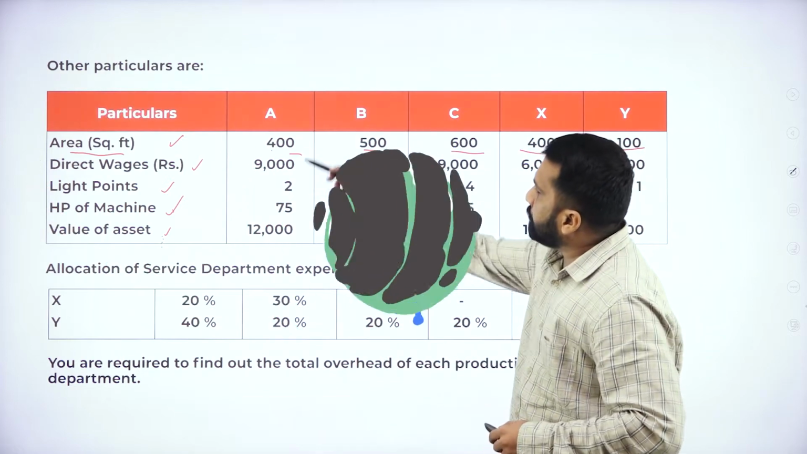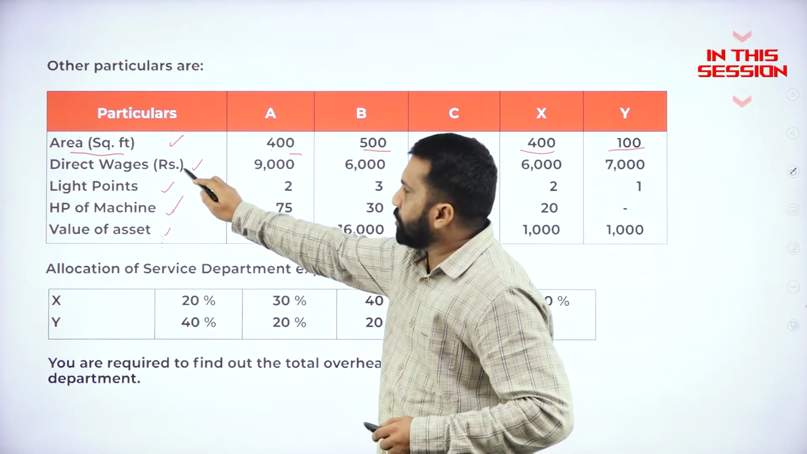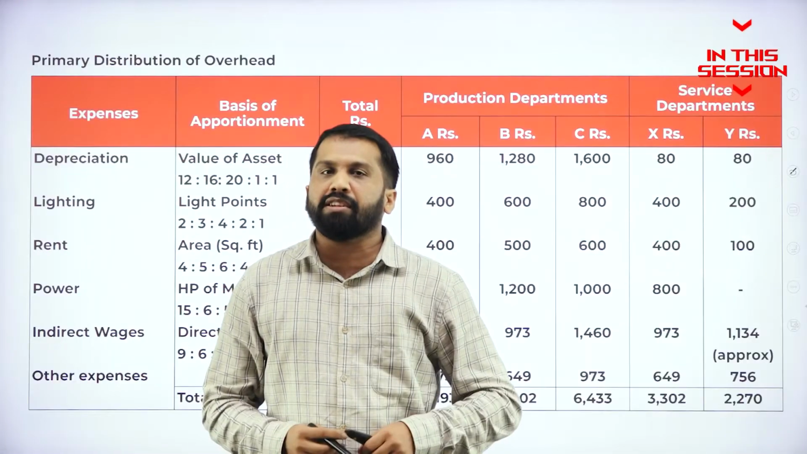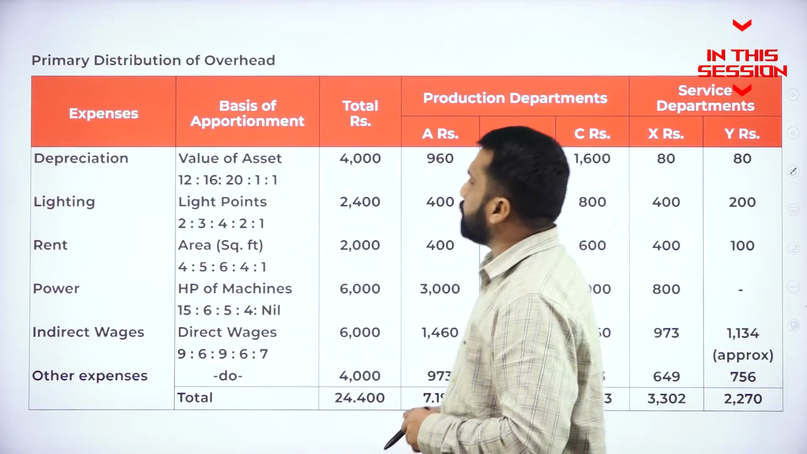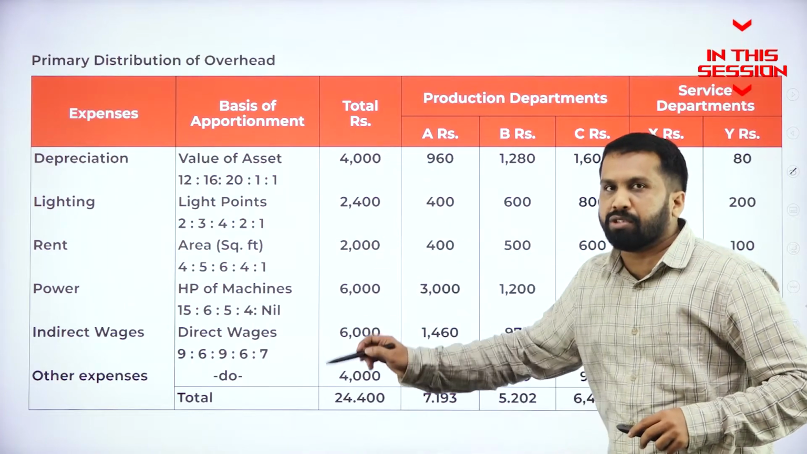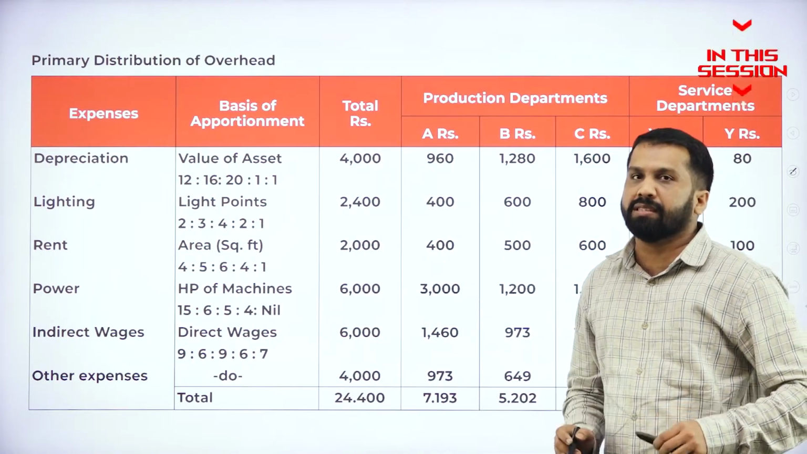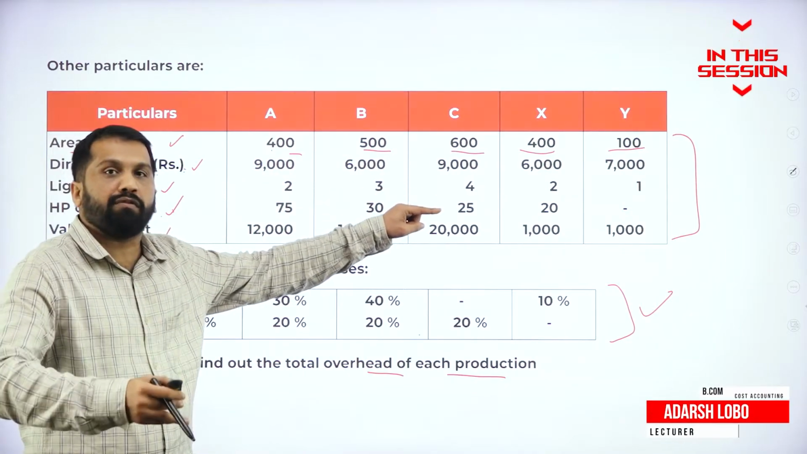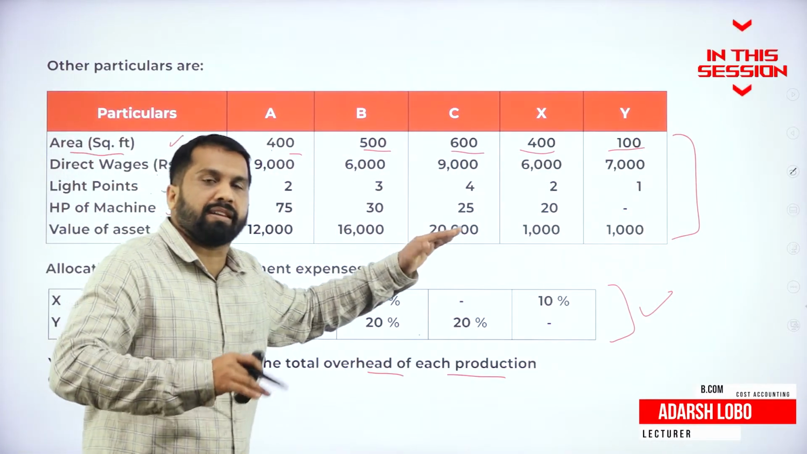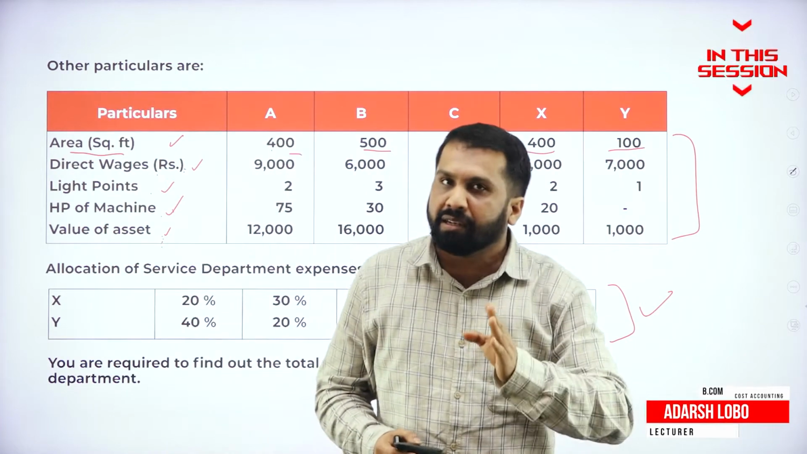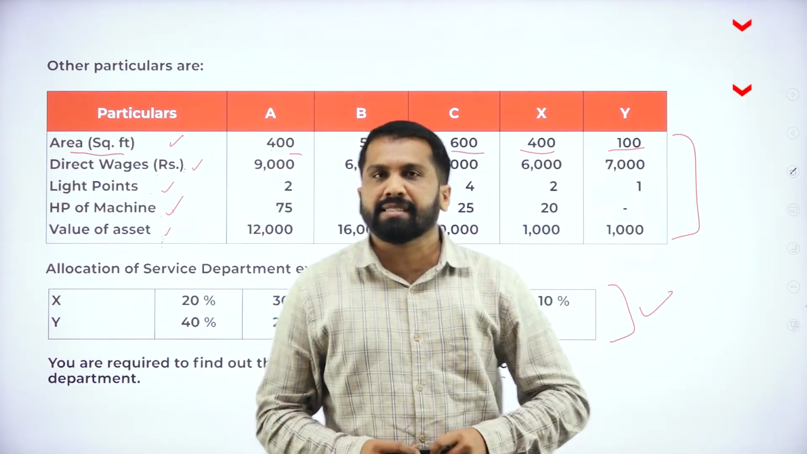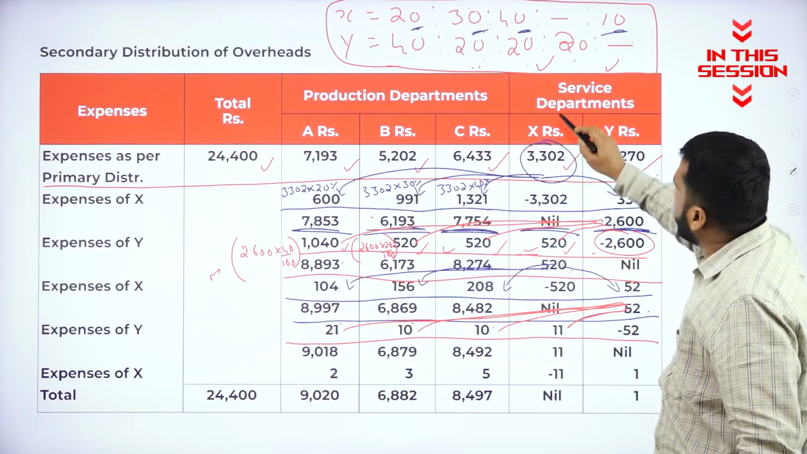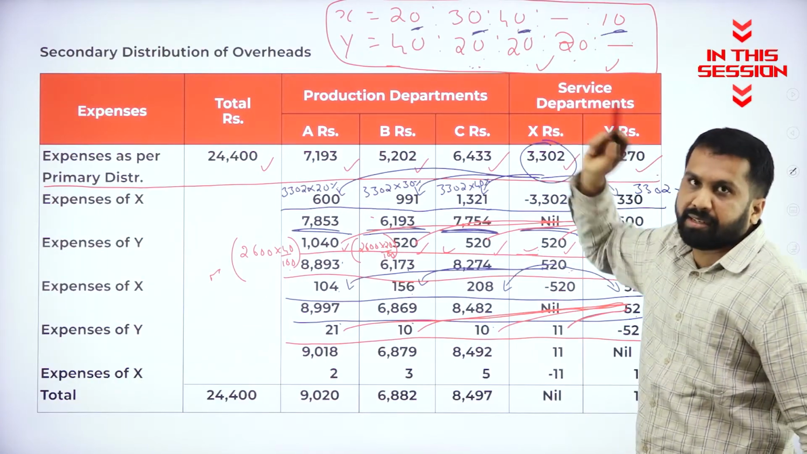Your wages comes under what? Direct wages. Indirect wages is the opposite, what? Direct wages. Under primary distribution of overhead, what we are supposed to do is write all the expenses. If it is already given, you cannot further simplify or divide. That's why whatever numbers are given, the same numbers will be considered. While you are distributing Y, you should take this one. While distributing X, you should take this one.